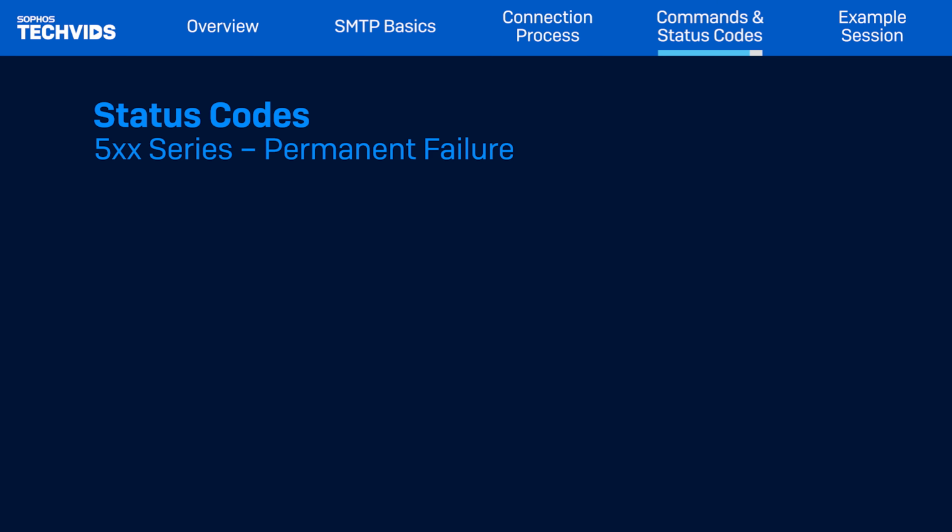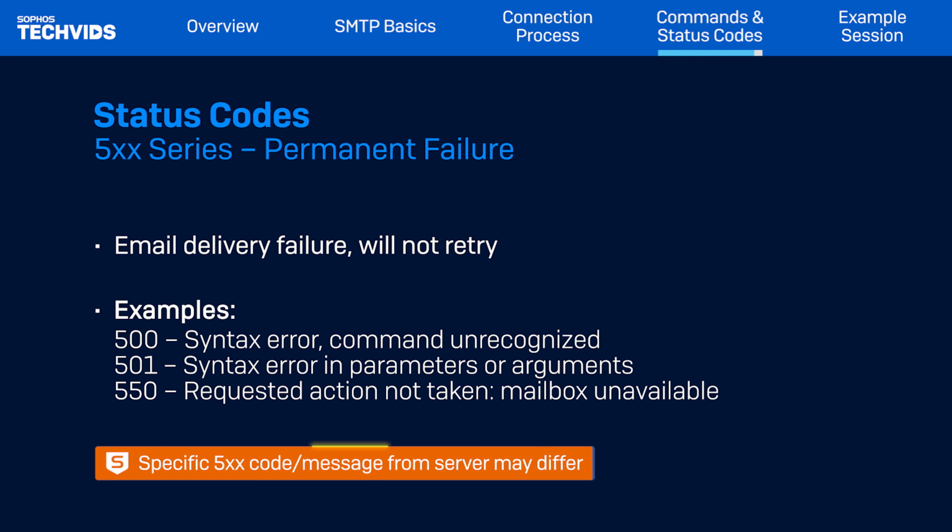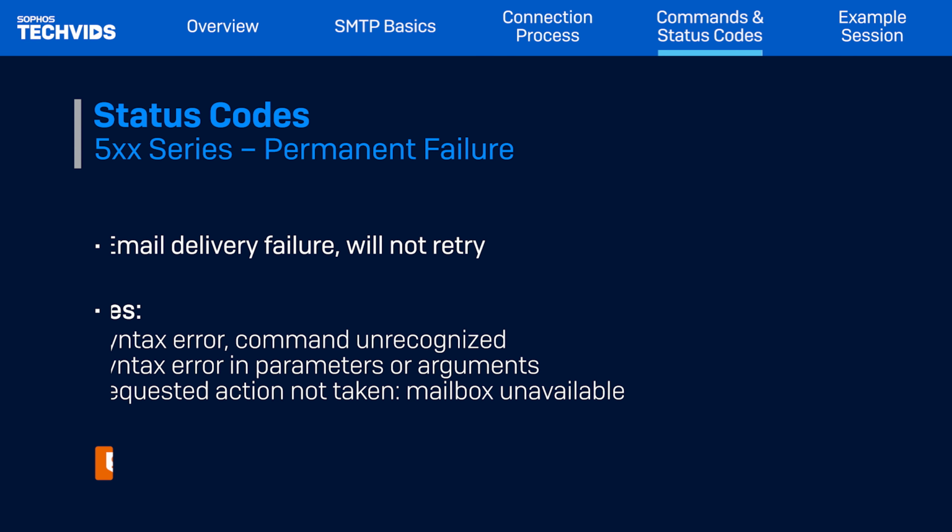Moving on, we have the 500 series, which stands for permanent failure. These codes indicate that the email delivery has failed and will not be retried. Examples are 500, syntax error, the command entered was unrecognized. 501, syntax error in your parameters or arguments. And 550, the requested action was not taken as the mailbox is unavailable.